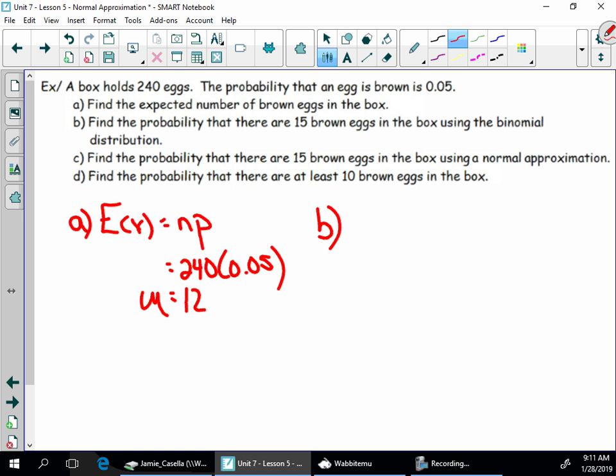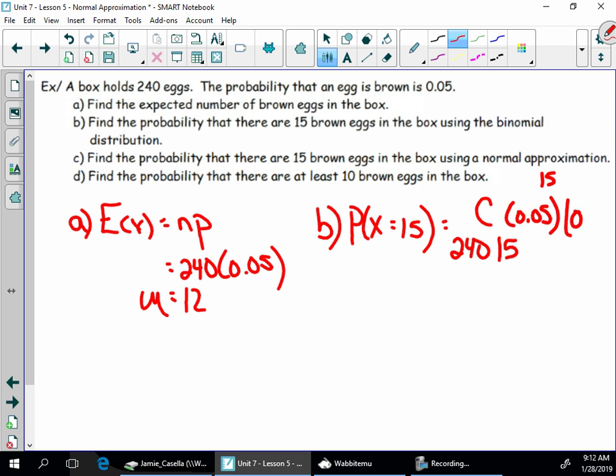Okay, try part B here. The probability that there are exactly 15 brown eggs using the binomial idea. So this is our old one. There's 240 of them. The likelihood I find 15. The likelihood of success, 0.05. I want that to happen 15 times. I want to fail 95% of the time. And 240 minus 15 gives me 225. Into our calculator we go. And you should get approximately 0.0733. The likelihood we find exactly 15 brown eggs using our old idea, the binomial distribution.